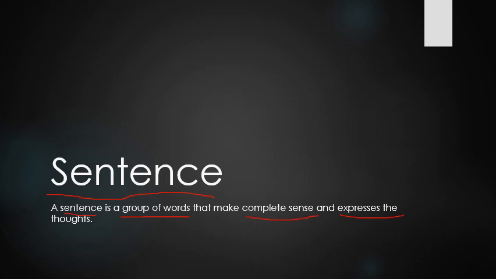What do we mean by expressing the thought? Whatever you think about someone or whatever you want to express when you speak to someone, it means expressing the thoughts. As you say, I love my mother, I love my father. In this way you are expressing the feelings for your parents. So a sentence is complete when it is a group of words and you are able to express your things completely, and it is understandable to others as to what you want to say.